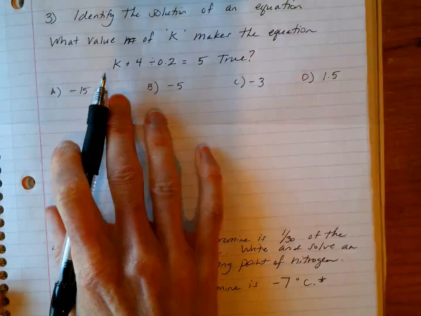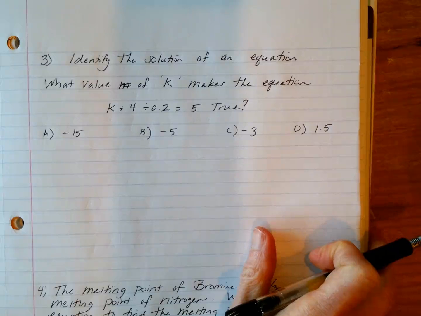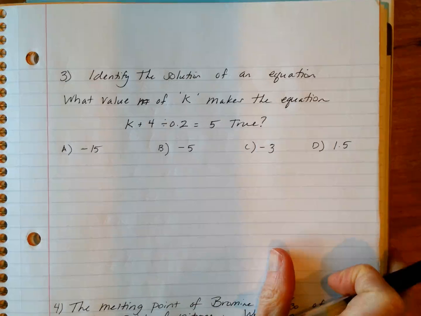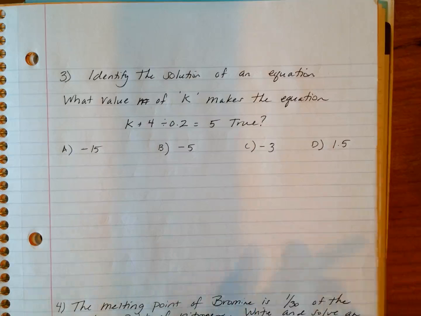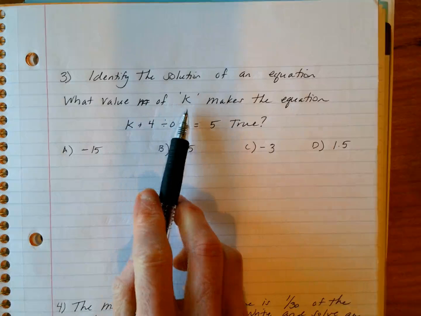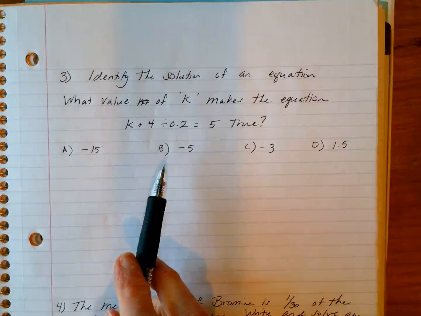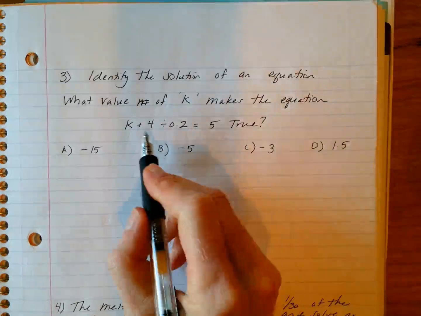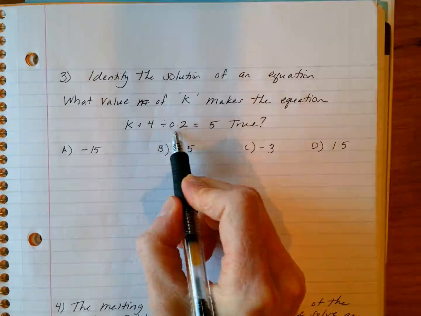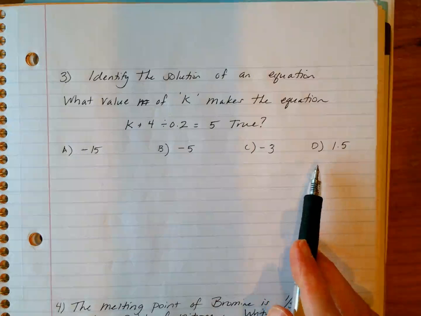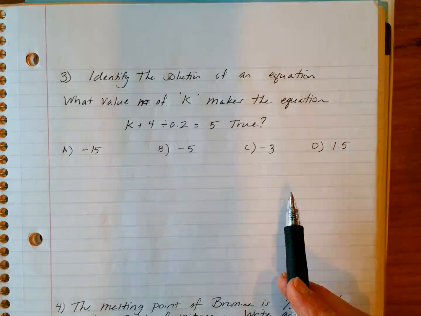Moving on to number 3, identifying the solution of an equation. What value of k makes this equation, k plus 4 divided by 2/10 equals 5, true? In this case, you just have some multiple choice answers. You need to decide which one makes it true.